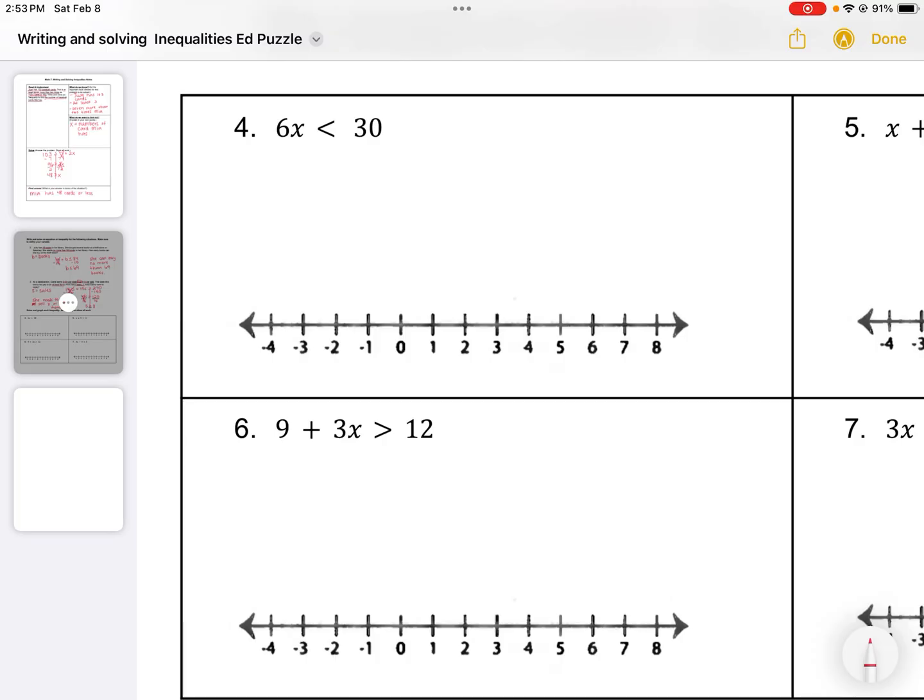The last step I need to check for is any multiplying or dividing. I can see that there is multiplication happening between 6 and X, so I need to do the inverse operation to get rid of it. When I do, I need to divide both sides by 6. When I do, these cancel. My X comes down. My sign stays the same. 30 divided by 6 would give me 5.